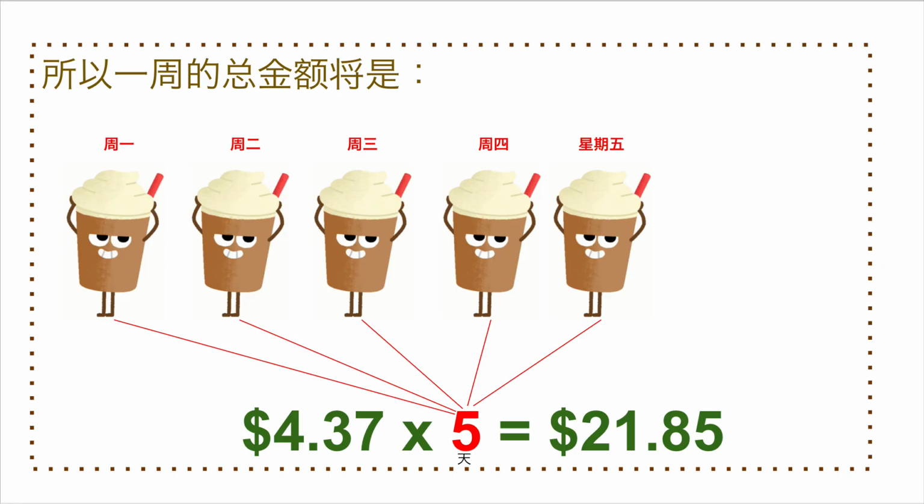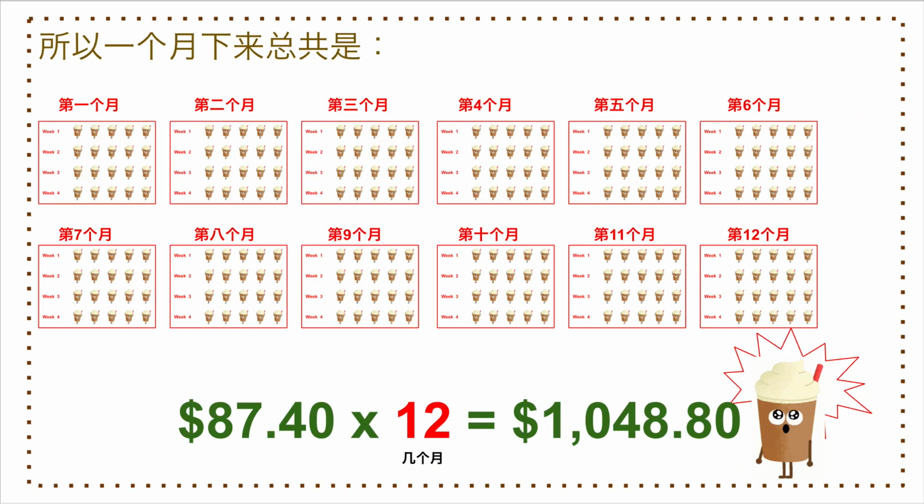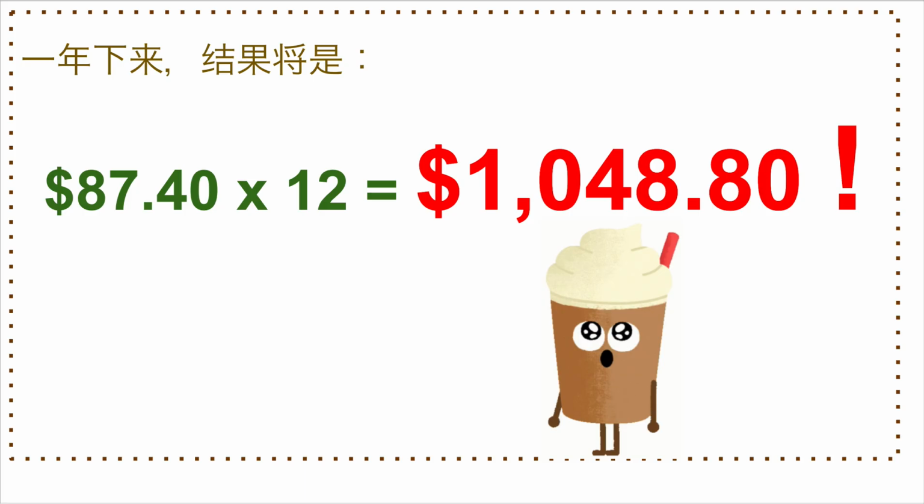$21.85. Next, we needed to figure out how much will be monthly. And all that we have to do is multiply the weekly total by 4, because there are 4 weeks in a month, giving you a total of $87.40. And then we repeat the same thing in order to find the yearly amount by multiplying by 12, which gave a surprising number of $1,048.80. So Kiko is spending $1,048.80 a year buying his favorite coffee drink 5 days out of a week on weekly basis.